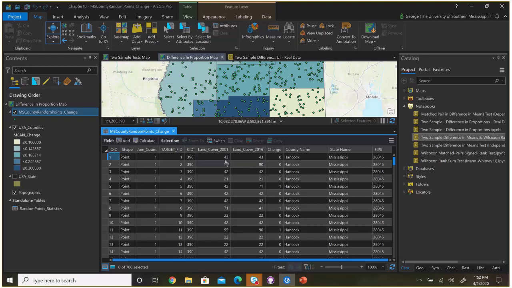So here, the land cover went from 43 to 43. So it didn't change. That means the change is 0. Here, the land cover went from 42 to 71. I'm not exactly sure what all the land cover codes are, but they could represent going from forest to wetland, let's say. We got a change value of 1. Right?